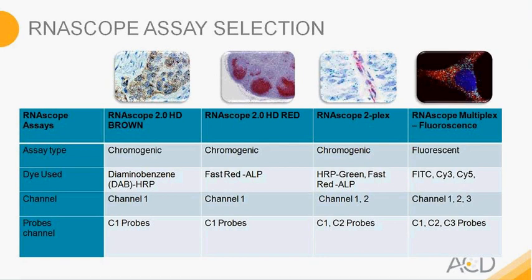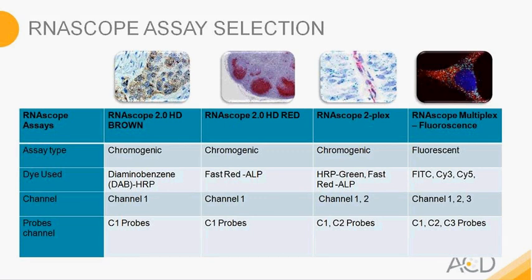The next is the 2.0 HD red assay. This is also a chromogenic assay that utilizes the fast red and alkaline phosphatase chemistries. You can also utilize probes in channel 1, known as C1 probes. The 2-plex dual chromogenic assay utilizes HRP green and fast red alkaline phosphatase system. The probes are in channels 1 and 2 and are annotated as C1 and C2 probes.